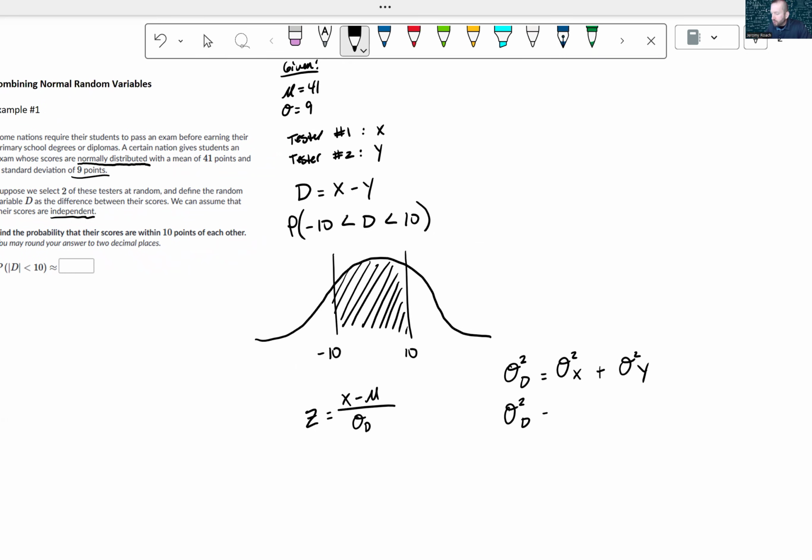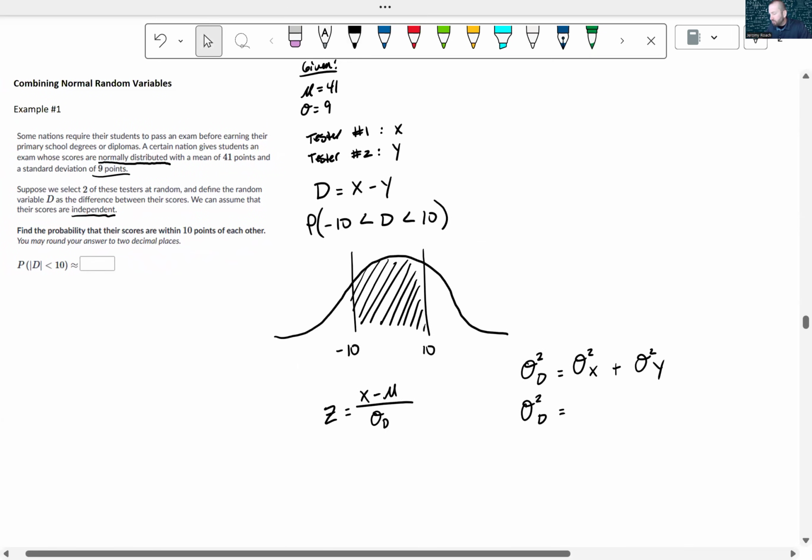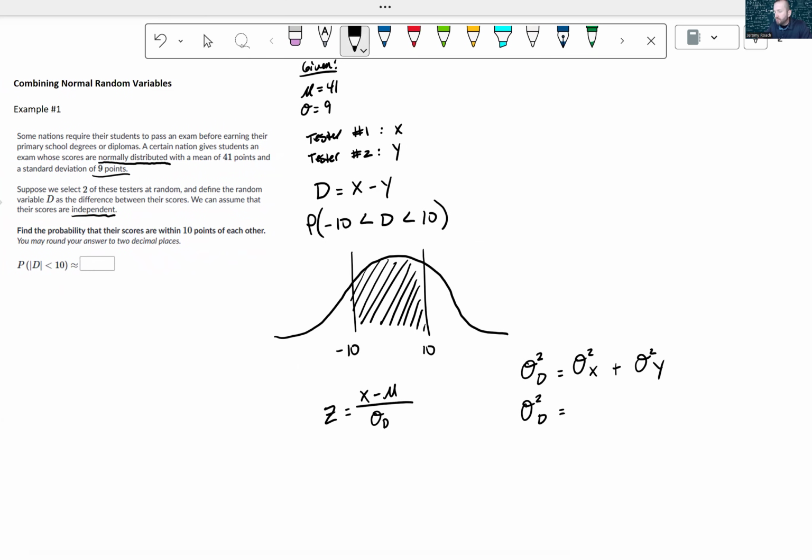So the standard deviation of D is equal to, now the standard deviation of X and the standard deviation of Y, it says standard deviation of 9 points. That means that it's the same for student X and the same for student Y. So now this is going to be 9 squared for student X and 9 squared for student Y. Because remember, we're squaring the standard deviations. That's the variance. So now this is 81 plus 81.